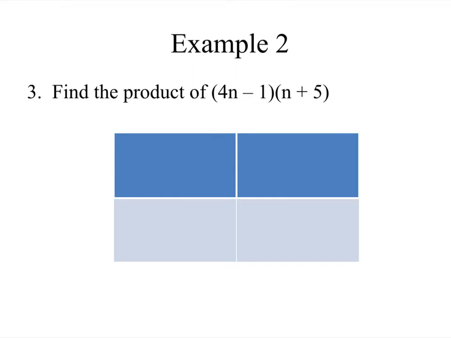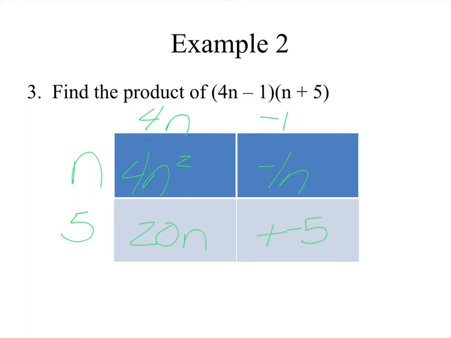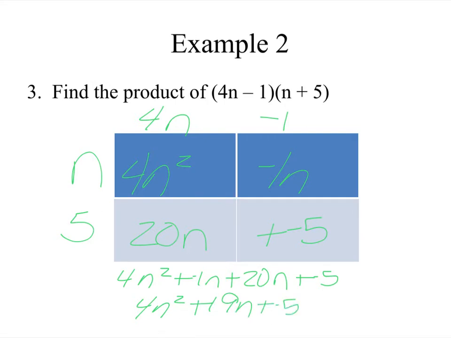Now that you've had a chance to try it on your own, I'm going to have 4n and negative 1 across the top and 1n and 5 going down the bottom. It's going to give me 4n squared plus negative 1n plus 20n plus negative 5. So 4n squared plus negative 1n plus 20n plus negative 5. 4n squared plus 19n plus negative 5 is what we're going for.